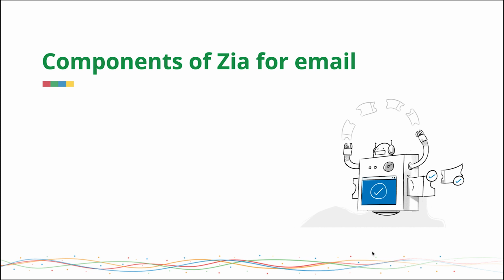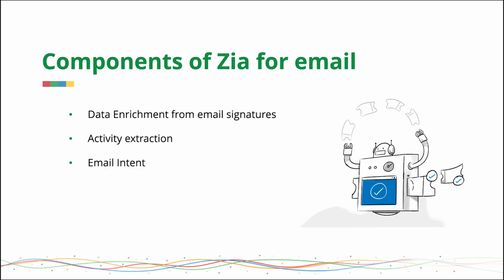Now let's see some of the components of Zia for email: data enrichment from email signatures, activity extraction, email intent, and email sentiment. Let's look at each of these in depth.